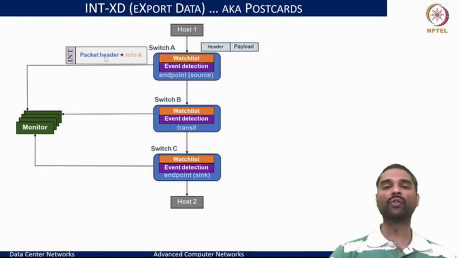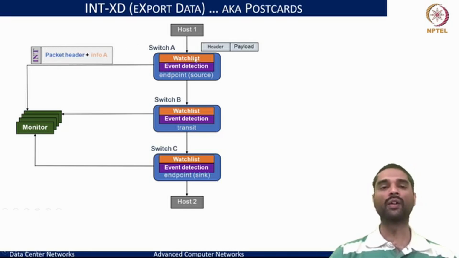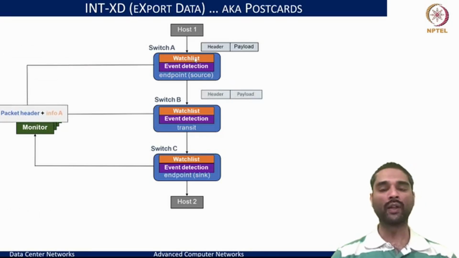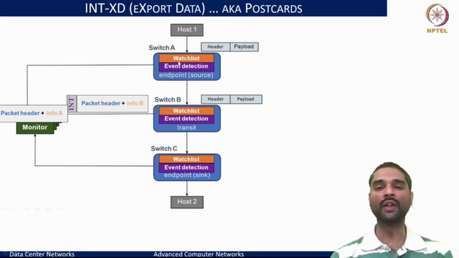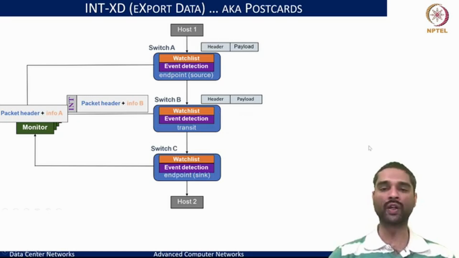And then switch A would send this information to the monitor at the point that it processes this packet, and forward the packet as it is to switch B. So you can notice now that there is no extra information padded to this packet. There is no INT header, no domain-specific instructions, nor any data being padded. So the packet goes as it is.